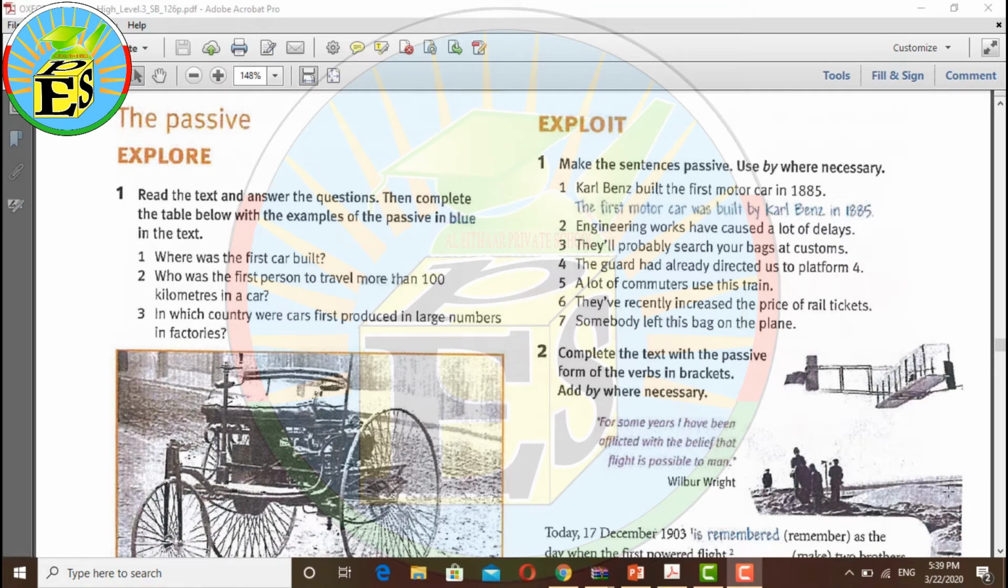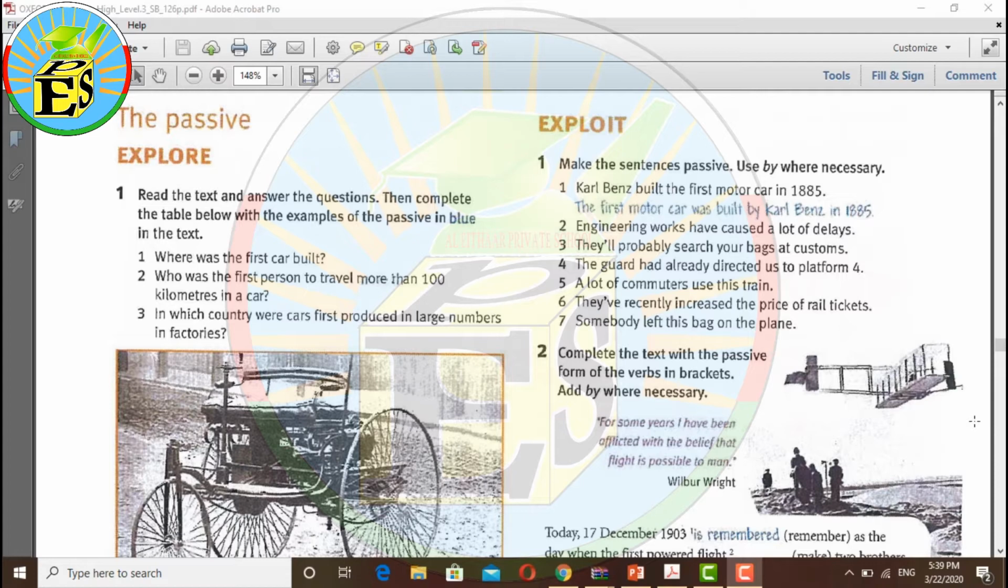Today we will complete our unit 8, page 69. We will complete with the grammar one. Our grammar today is about the passive voice and active voice. What is the difference between active and passive?